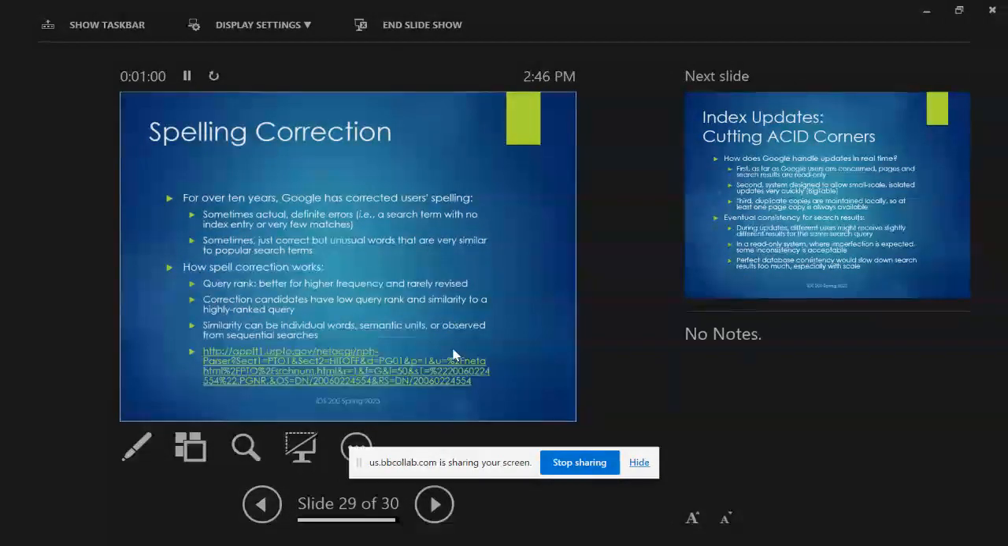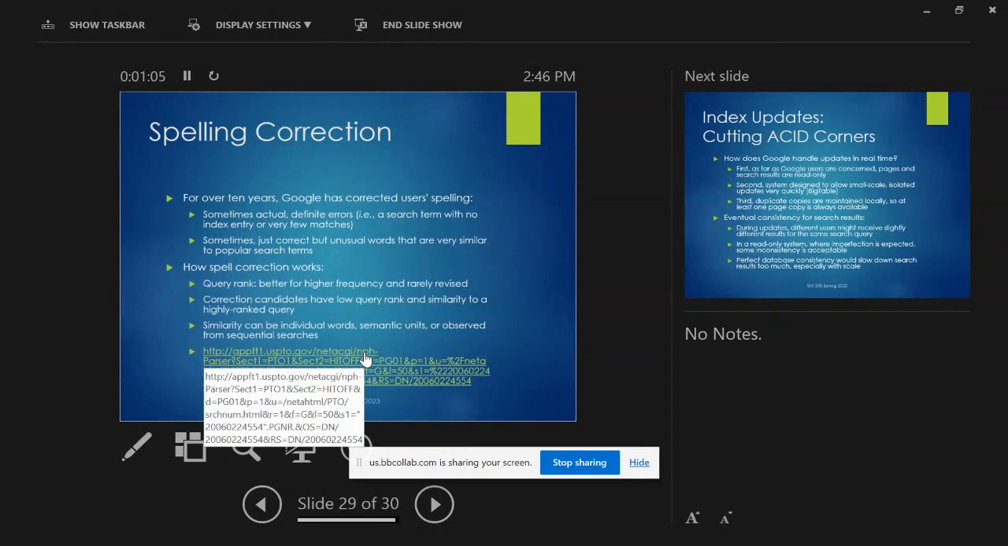And again, similarity can be individual words, could be semantic units, could be observed from sequential searches, right? So if you try to search for one term, and then you often find that people go back and revise it. So it's a similar thing.